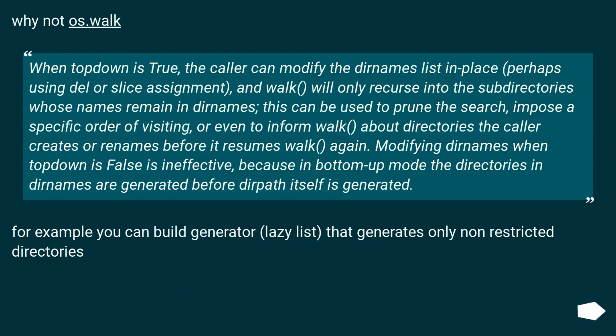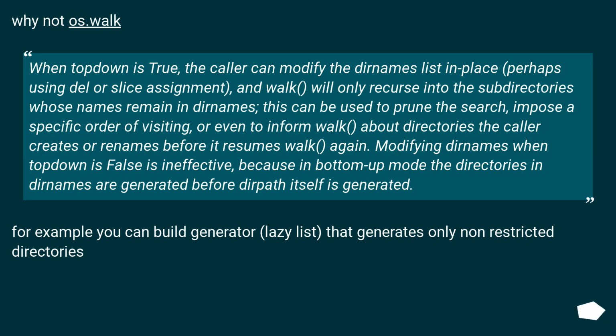Why not os.walk? When top-down is true, the caller can modify the dirnames list in place, perhaps using del or slice assignment, and walk will only recurse into the subdirectories whose names remain in dirnames. This can be used to prune the search, impose a specific order of visiting, or even to inform walk about directories the caller creates or renames before it resumes walk again.